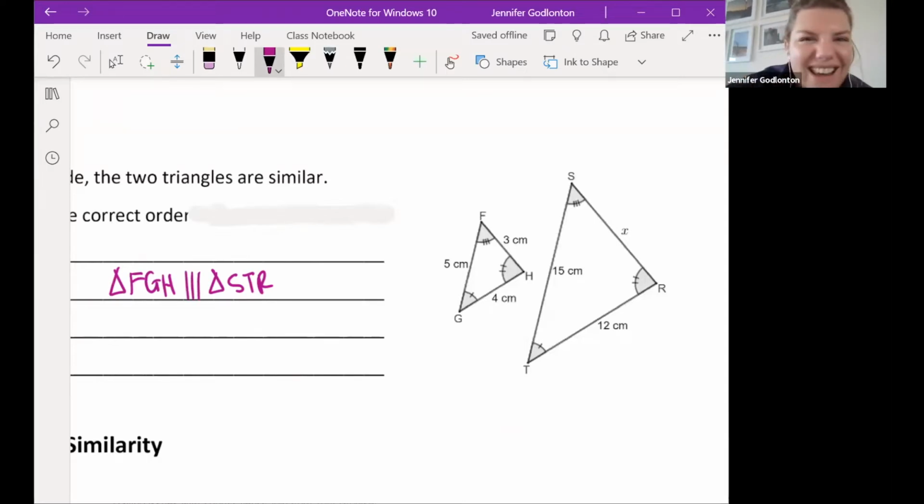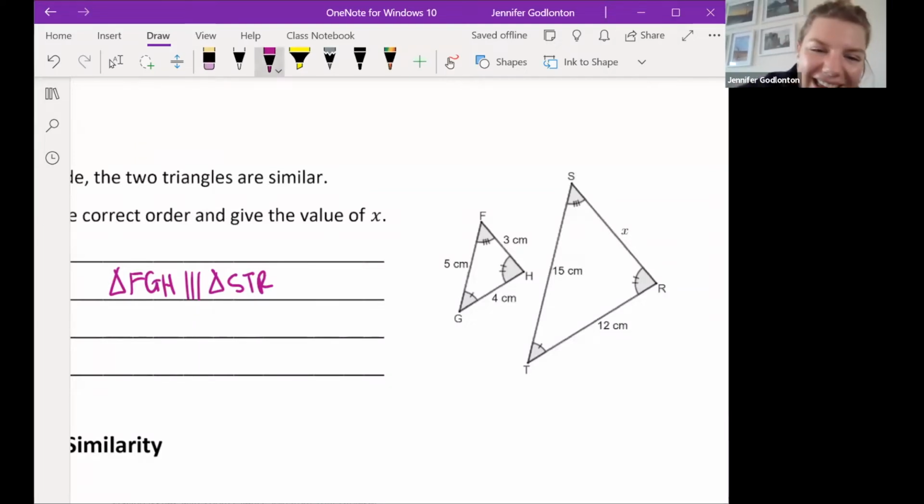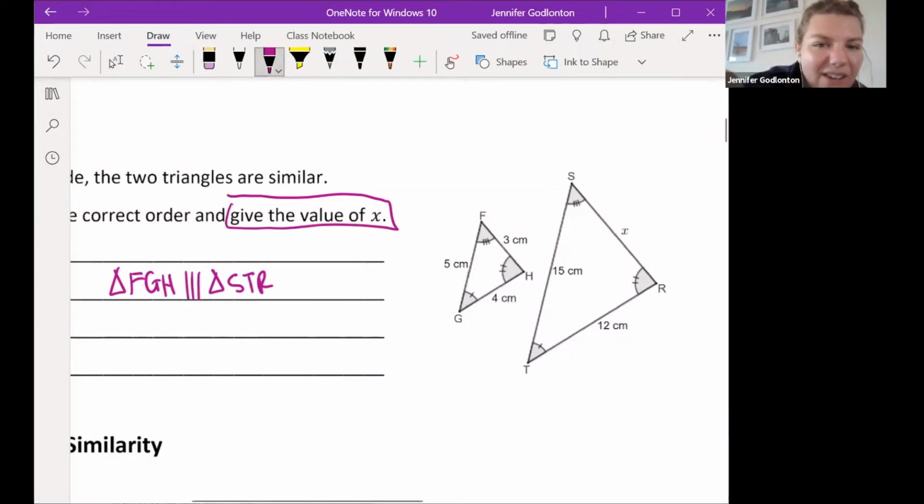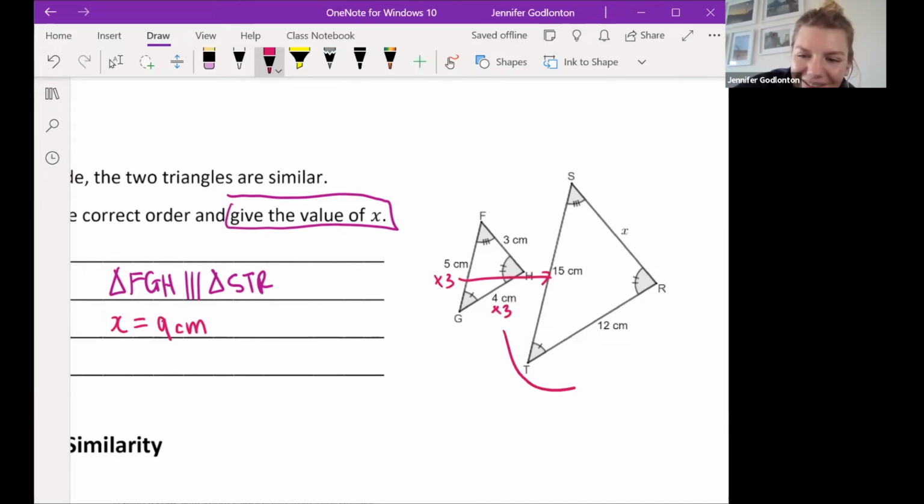Great. While I have you on the line, let's see if you can do the second part of this. The second part of this was saying, can you give us the value of X? Yes, ma'am. The value of X would be 9. Why? Because, ma'am, they said 5 times 3, and that was 15, and then 4 times 3, and that was 12. So meaning also 3 times 3 is going to be 9, ma'am. Yes, yay, well done. Nice job.